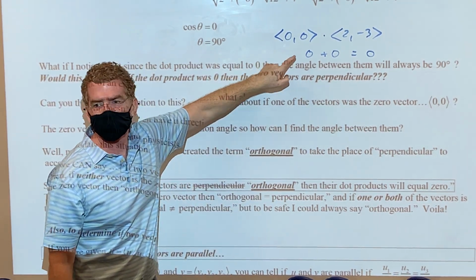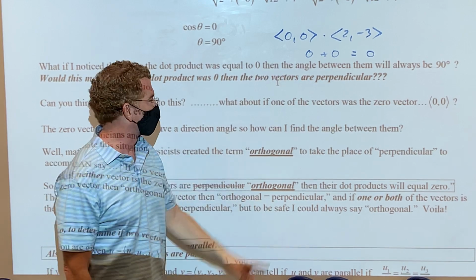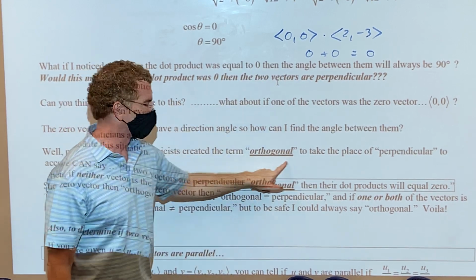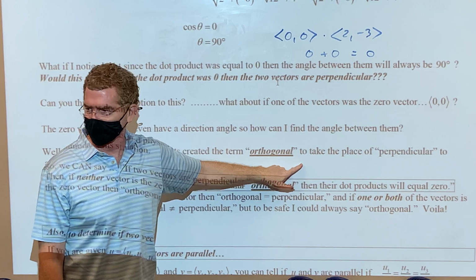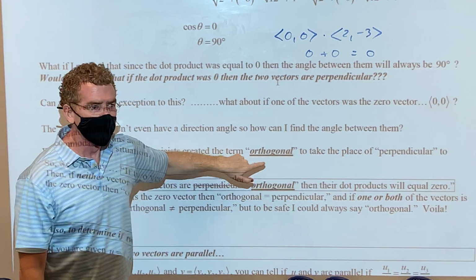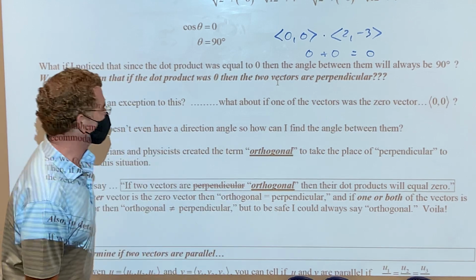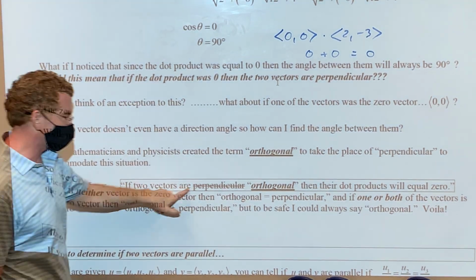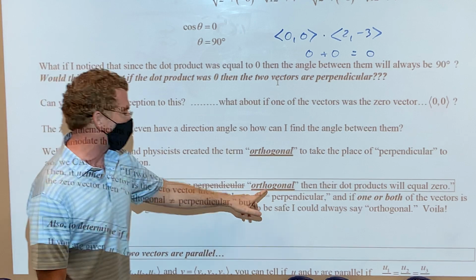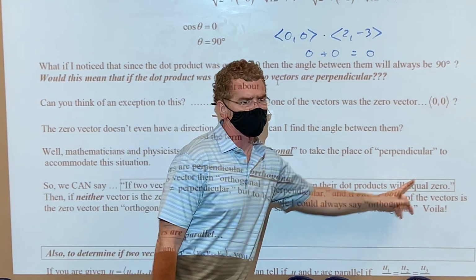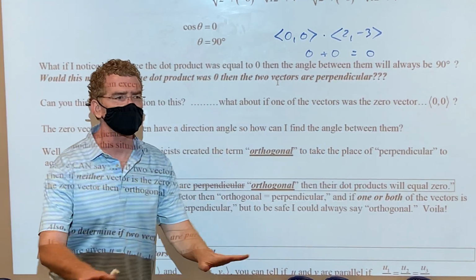So literally, mathematicians made a new word, orthogonal. Or orthogonal is what I normally hear from students after they forget me saying it. But orthogonal accommodates that. It basically says, if 2 vectors are not perpendicular, but if 2 vectors are orthogonal, their dot products are 0. And it's kind of like a safe bet.